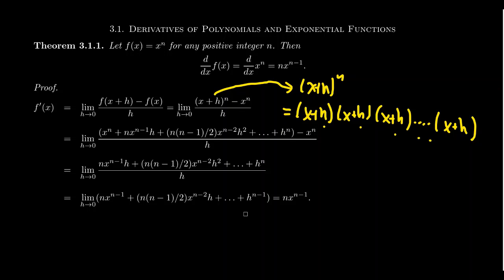So in the end, if you take all these possibilities of x to the n minus 1 times h, you're going to get n of those inside of the product. So we see that right here in the expanded form.